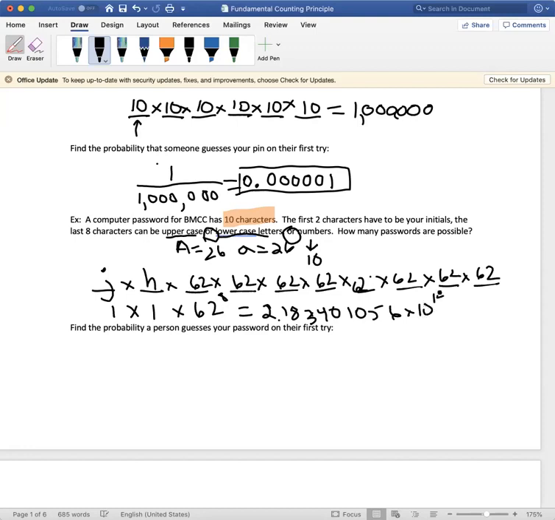Now, if you remember from algebra, we talked about scientific notation. This 10 to the 14th means I'm going to pick up this decimal and move it 14 places to the right. So let's do that. 1, 2, 3, 4, 5, 6, 7, 8, 9, and then we have to move it 5 more places to the right. So that means I'm going to tack 5 zeros on there. 218,340,105,6, and I'm going to say 5 zeros. 1, 2, 3, 4, 5.